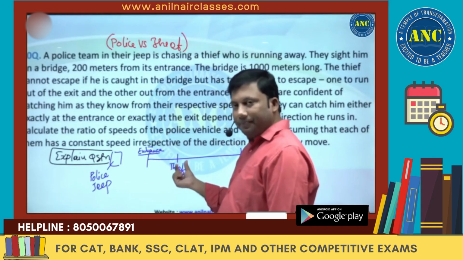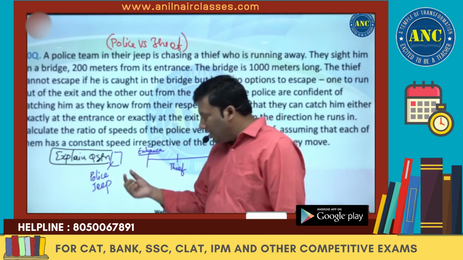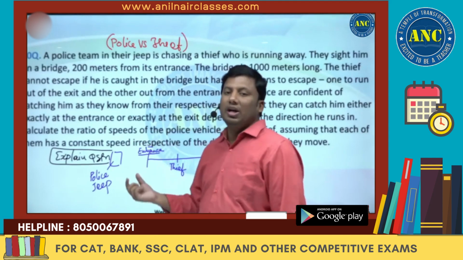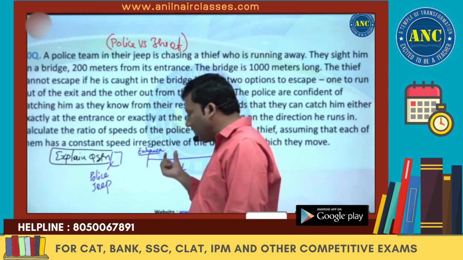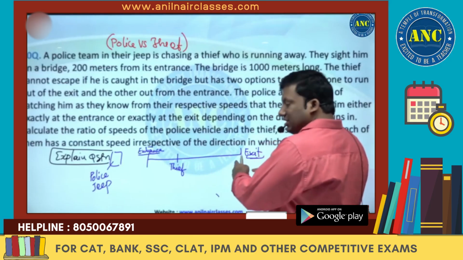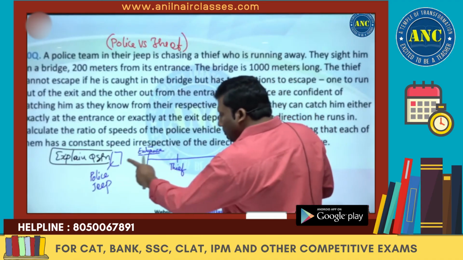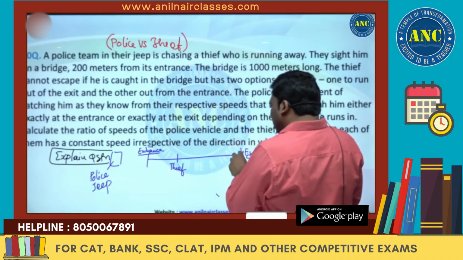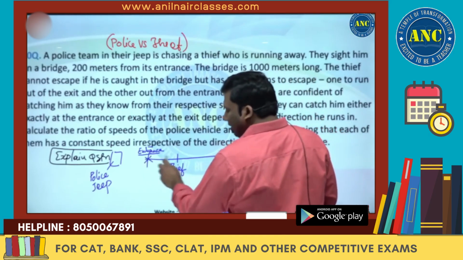The entire question is, what should be the ratio of the speed of police to thief such that the thief can be caught exactly at the entrance. If the thief goes this side, what should be the ratio of the speed of police to thief such that the thief will be caught by police exactly at the exit of the bridge.